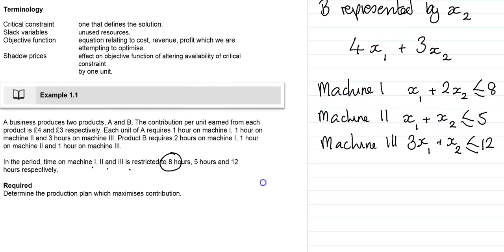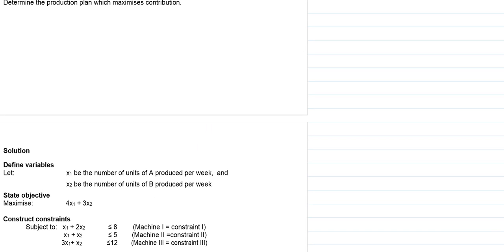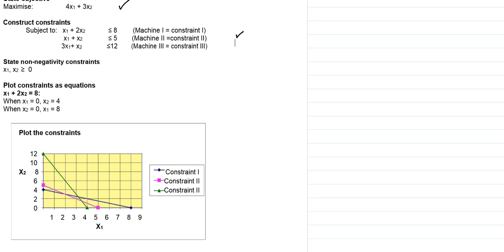We're now going to think about the step-by-step approach. We've defined our variables, we've stated our objective function, and then we've constructed our constraints. Now we need to put them on a graph. Plotting the constraints is not difficult. Oh, before I say that, don't forget the non-negativity constraints. We always have to state that our two products, x1 and x2, have to be greater than or equal to 0. They're not negative.